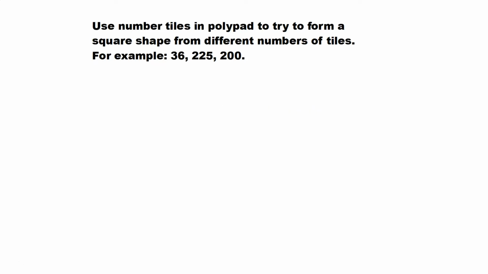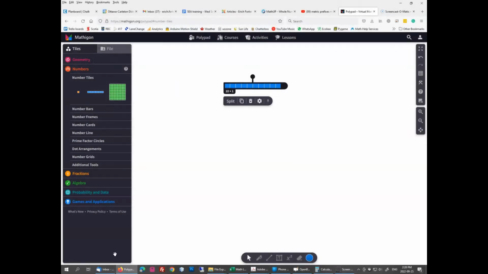Let's take a look at arranging number tiles in Polypad to try to form a square shape from different numbers of tiles. I'm going to start by dragging out a bunch of squares until we've got 36 squares. So I've got 36 squares dragged out in 3 groups of 10 and then a group of 6. The next step is to try to form these squares into one big square.